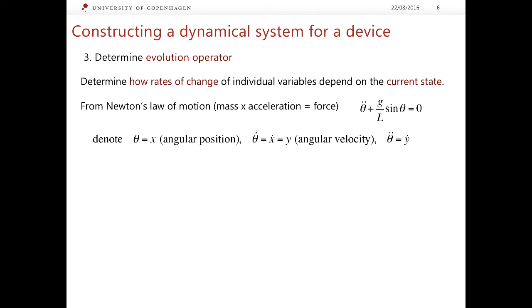But this is not enough, because we need to convert this into a proper dynamical system. To do this, let us introduce two state variables. We rename theta as x, and remember that it is the angular position of the pendulum. We also introduce the angular velocity theta dot and denote it as y. And we observe that the second derivative of theta is given to be the first derivative of y. This allows us to rewrite the original second-order ordinary differential equation as a system of two first-order ODEs.